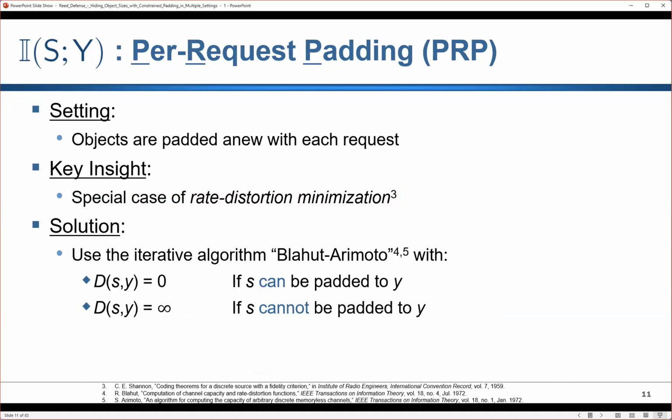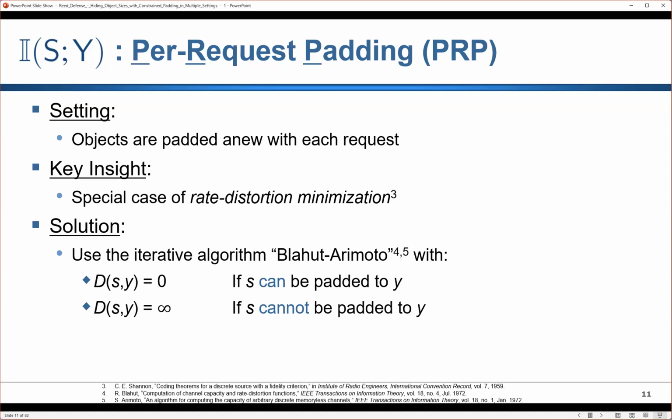We then also consider, again for mutual information, the setting where the object store is, in fact, able to pad objects as they are being requested, each time they're requested by a different client. And so we refer to this setting as per request padding. And we show in the dissertation that in this case, this is actually an instance of rate distortion minimization originally proposed by Shannon. And so due to this, we can leverage an iterative algorithm due to Blahut and Arimoto.